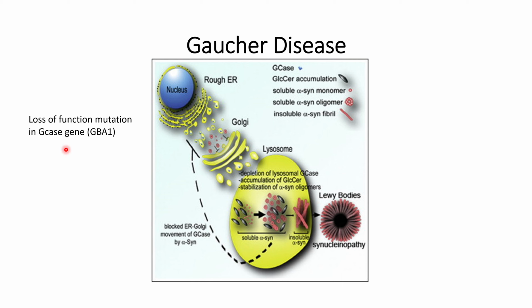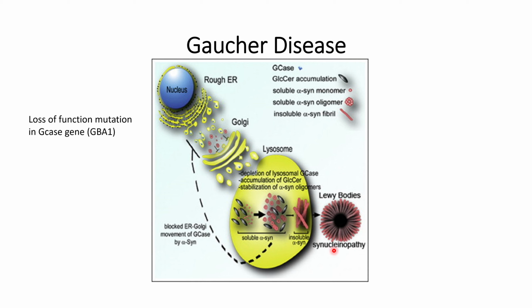The function of the GCase gene is to break the linkage of glycer so that alpha-synuclein will not be formed beyond the threshold limit. Since the alpha-synucleins are continuously accumulating, the concentration of alpha-synuclein is increasing within the lysosome, and this will lead to stabilization of alpha-synuclein oligomers that will form insoluble fibrils, as shown here, like a Lewy body.